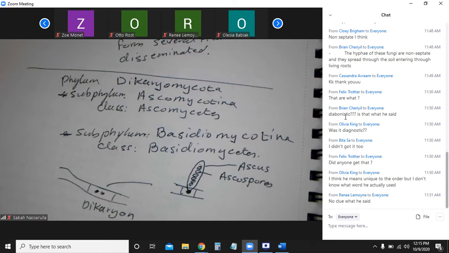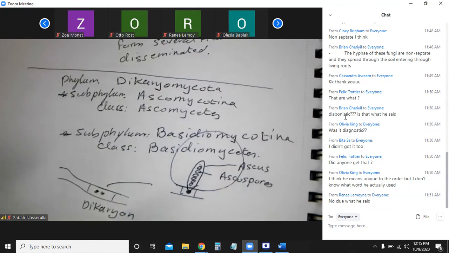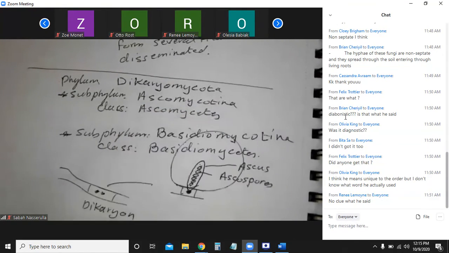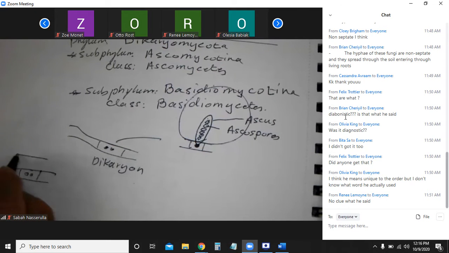Now, when they develop that ascus, later on they develop a fruiting body around it, and we classify them based on the type of fruiting body. This is with regard to the group known as the ascomycetes. The other group is one in which the two nuclei, after a long period, unite, becoming karyogamy and the zygote.